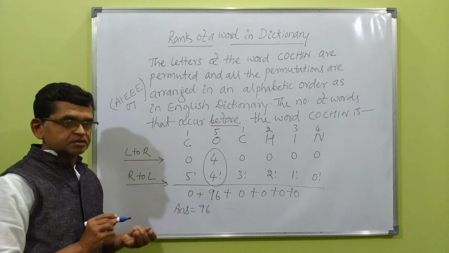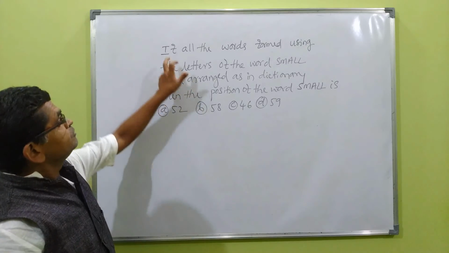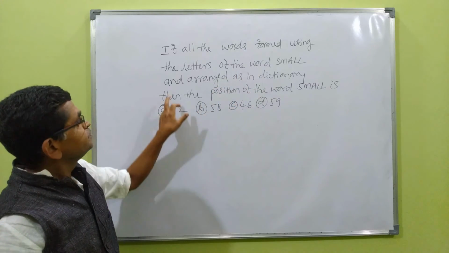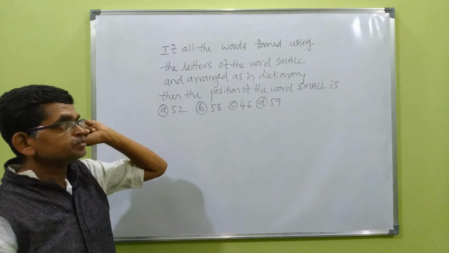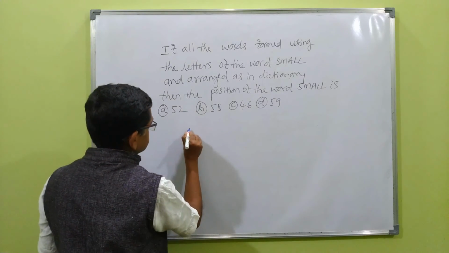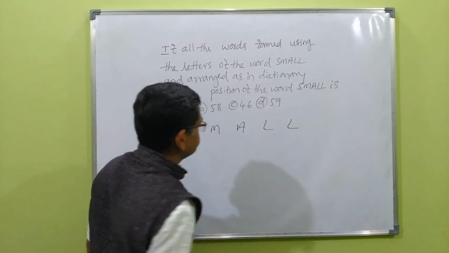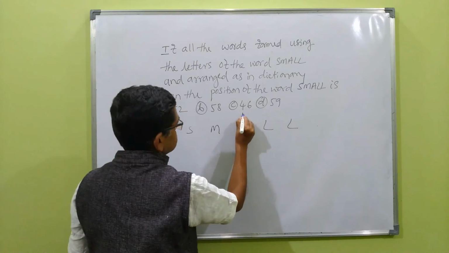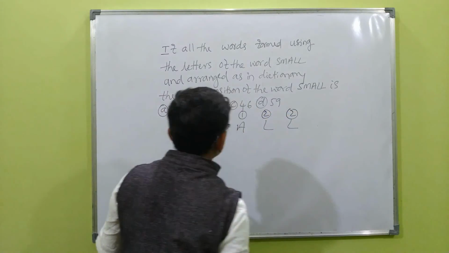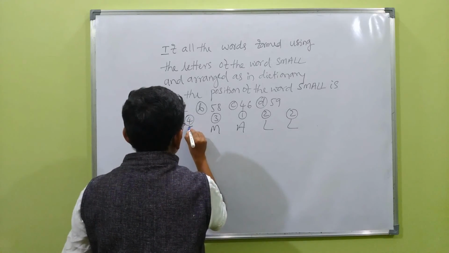The word coaching. Okay. This is also finding the rank of the word. If all the words formed by the letters of the word small are arranged as in a dictionary, then the position of the word small is. So use the technique. Small is A, L, M, S. So A is the first letter, L second one, M is third one, S is fourth one. Okay.